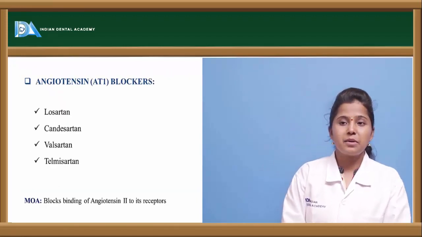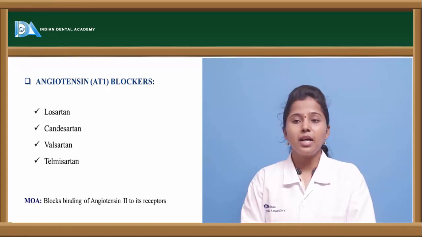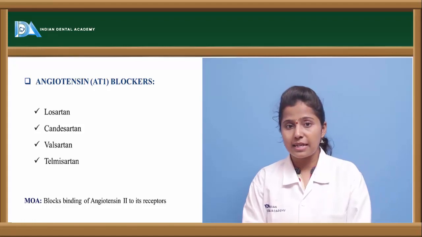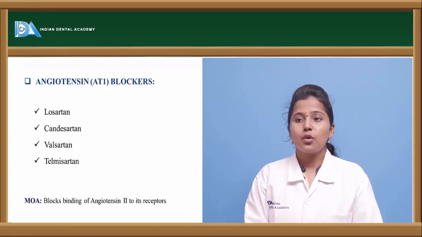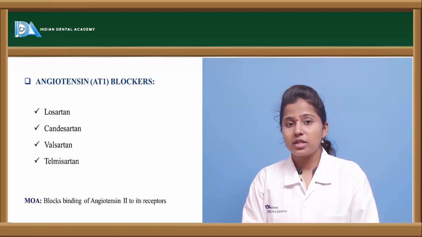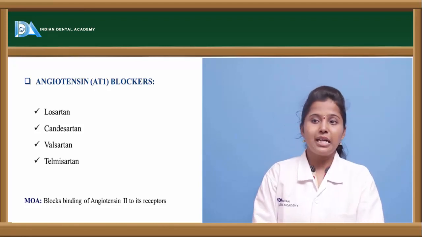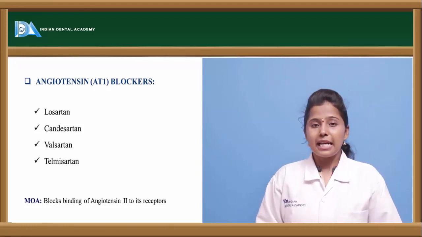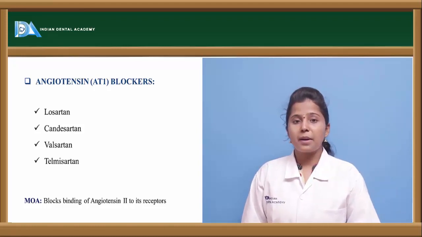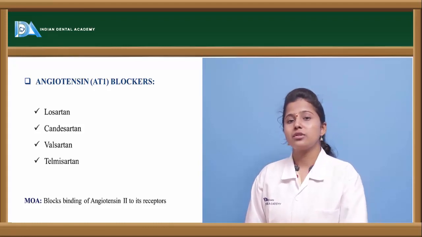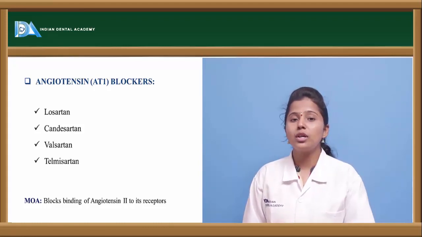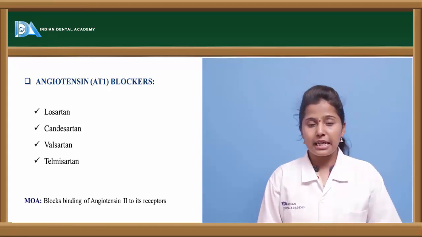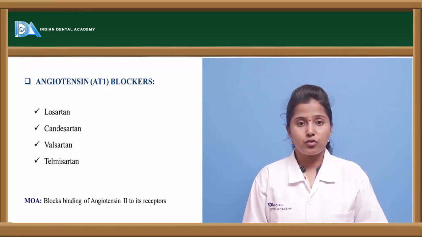Next, angiotensin receptor blockers. Angiotensin binds to the angiotensin receptors and then shows its action. There are two types of angiotensin receptors, AT1 and AT2. The AT1 blockers are losartan, candesartan, valsartan and telmisartan. They block the binding of angiotensin 2 to the angiotensin receptors. When angiotensin 2 does not bind, it remains in the inactive state, so there won't be any fluctuations in the blood pressure.